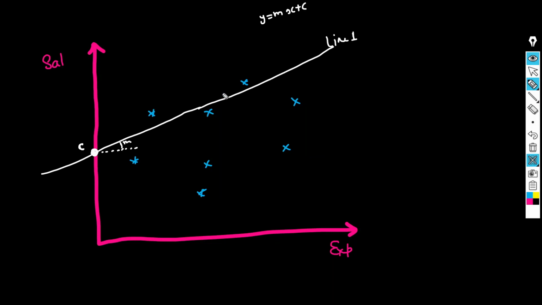So by using this particular line we can predict the salary. How can we do that? If I want to predict the salary at this point, we can take the corresponding intercept on the line, and this value would be your salary corresponding to this particular xi. So this will be your y hat. This way we can predict the salary.